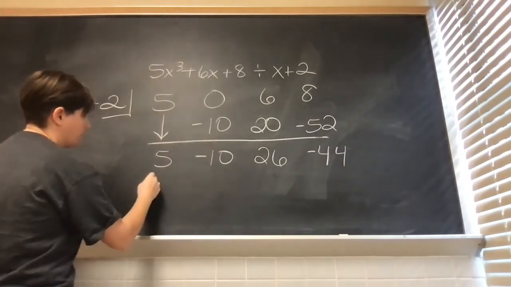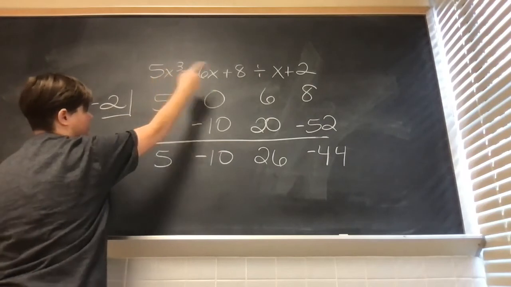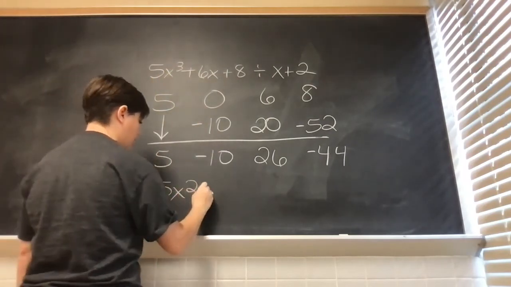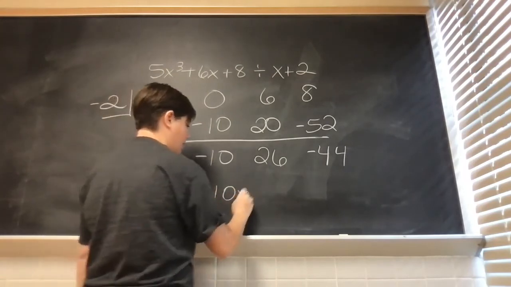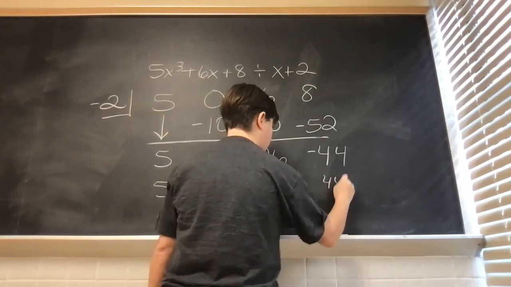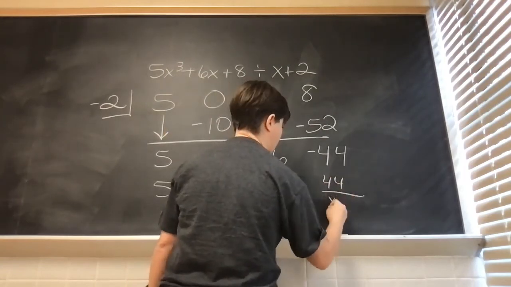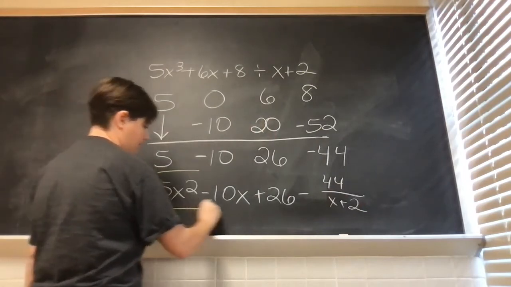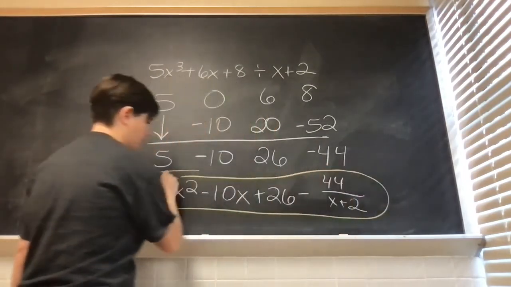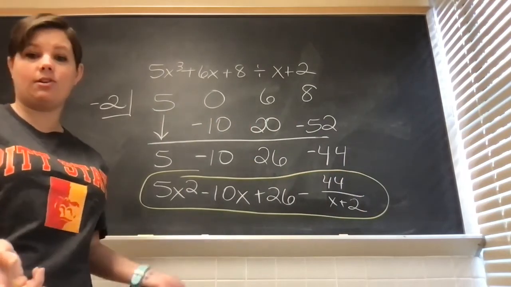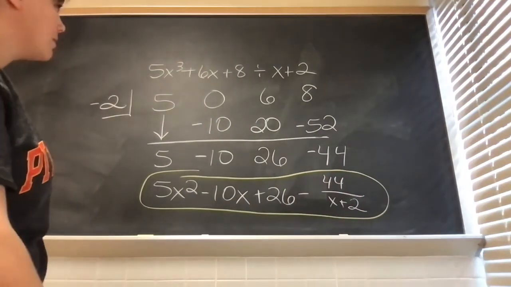So what does this mean? We started with x to the third. We're dividing by x. So we have 5x squared minus 10x plus 26 minus 44 over x plus 2. Again, you could check that by doing it with long division and making sure that you got it correct.